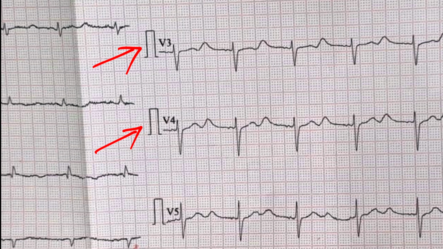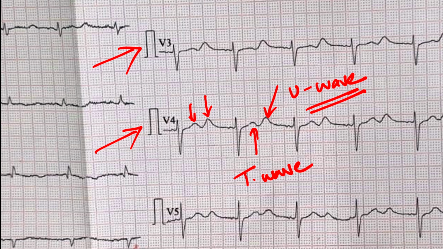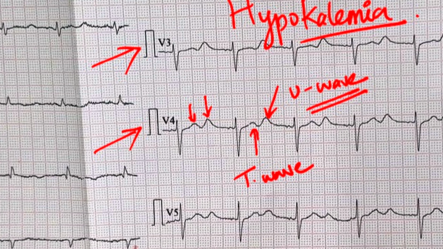If you see carefully in lead V3, V4, you can see two peaks. One is T wave and the other is U wave. So this ECG shows the signs of hypokalemia. Let's see this in detail.